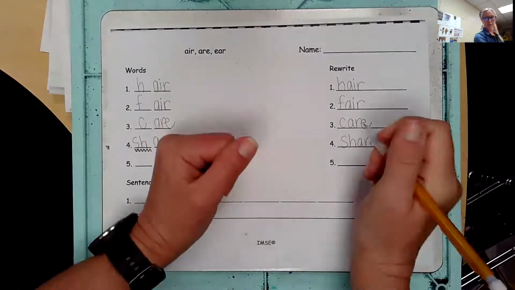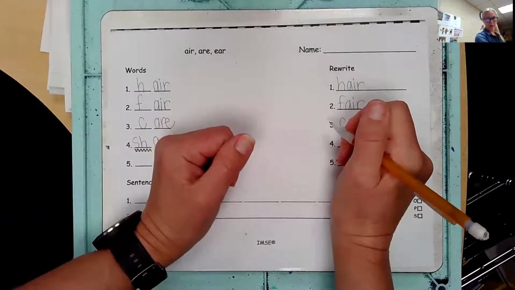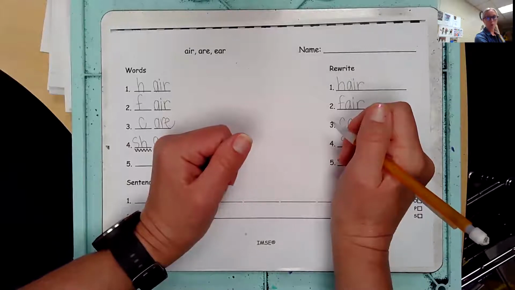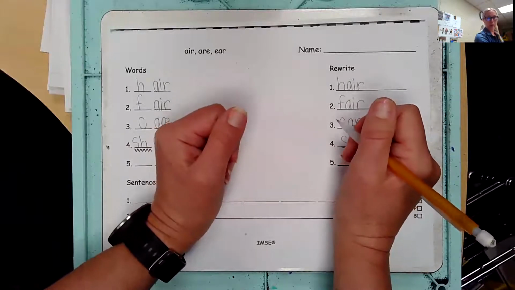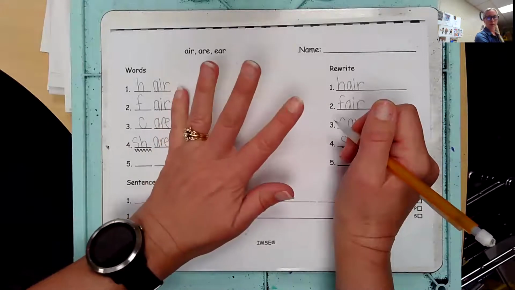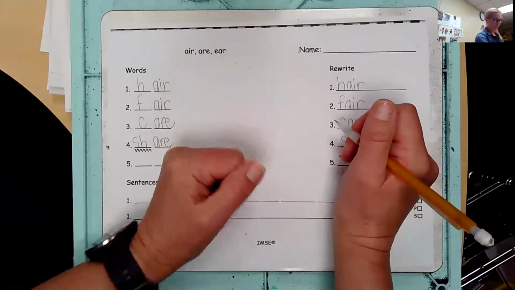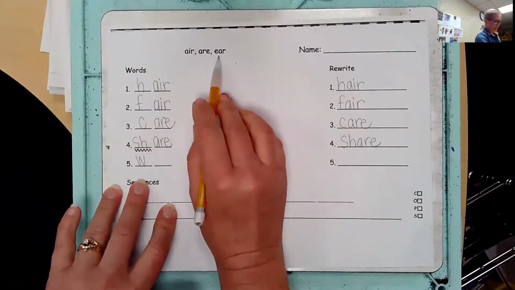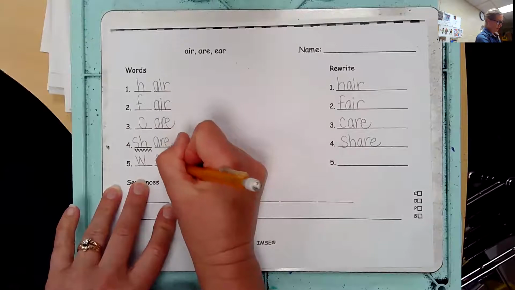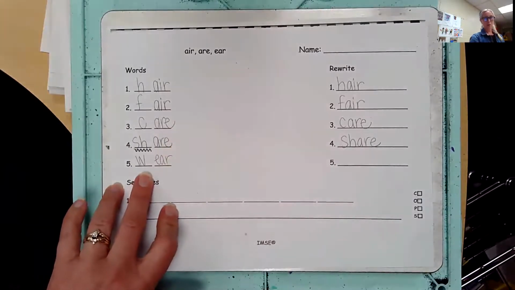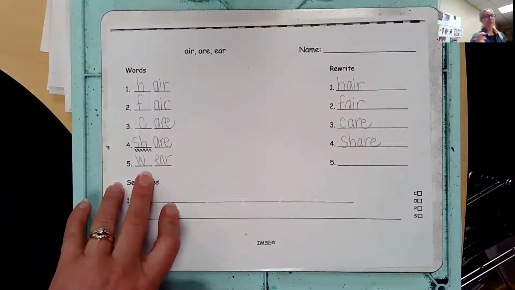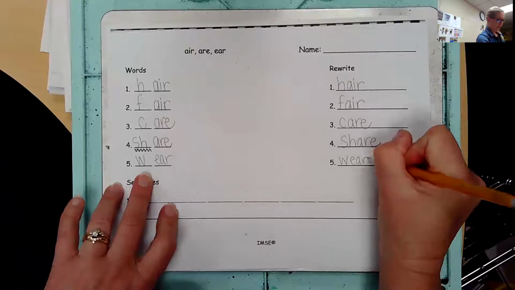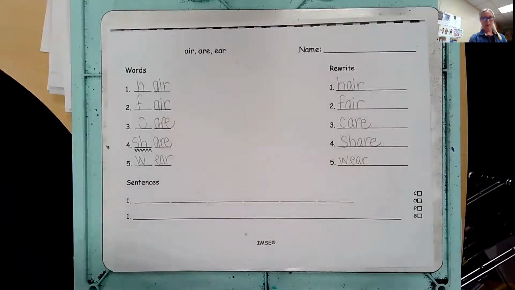And our last word. The word is wear. Like I need to wear my jacket when it is cold outside. Wear. Ready? Wear. Air. Wear. Now this one is going to follow your E-A-R pattern. We know this word where in a different way, like where are you? That's spelled differently. W-E-A-R. This is like I will wear my coat.